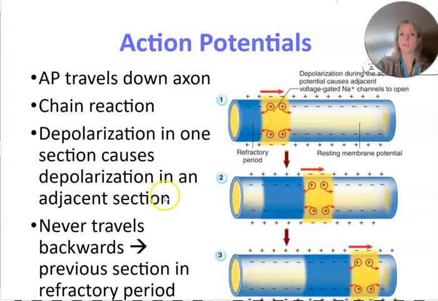Okay, so our action potentials are going to occur in one chunk of our membrane and then to another one and then to another one. It's going to be a chain reaction because as the local area depolarizes, that's going to cause the next segment to depolarize and that causes the next one to happen. I just want to mention that our action potentials, because of this, are never going to travel backwards, from the axon terminal back towards the dendrite, because the previous section is in a refractory period.